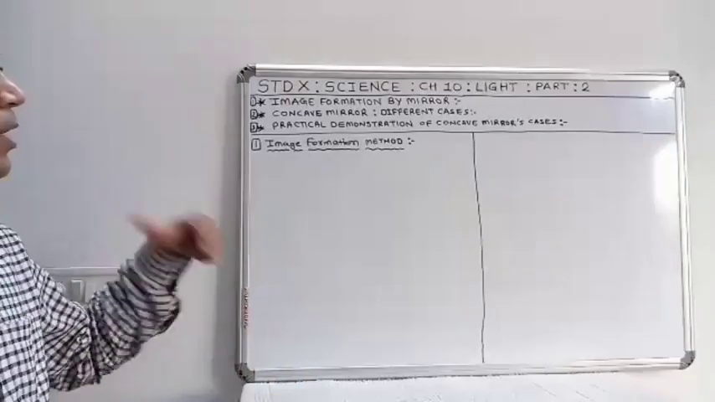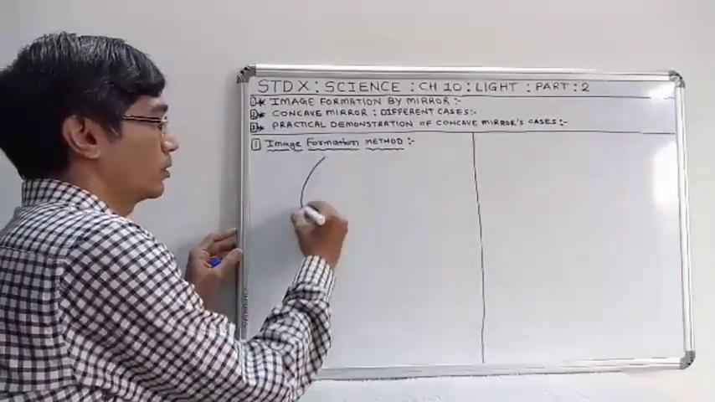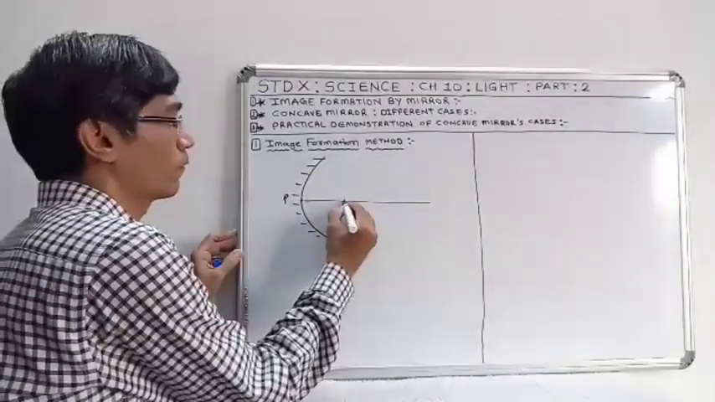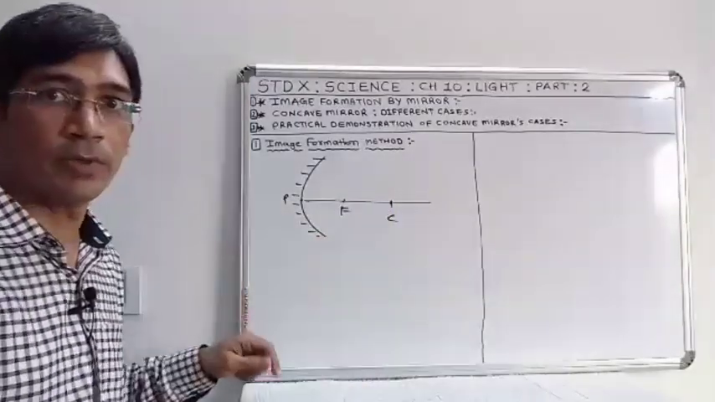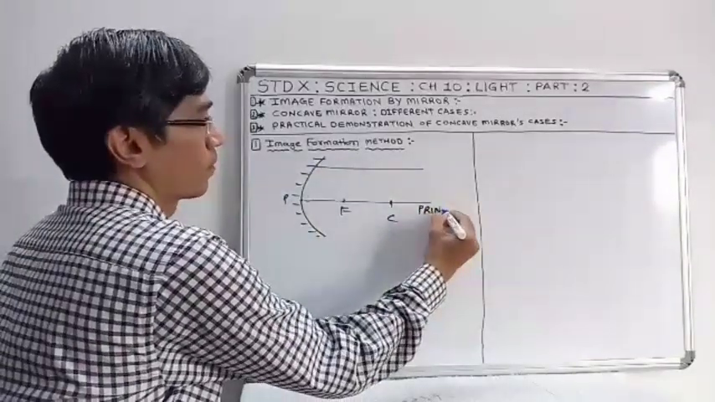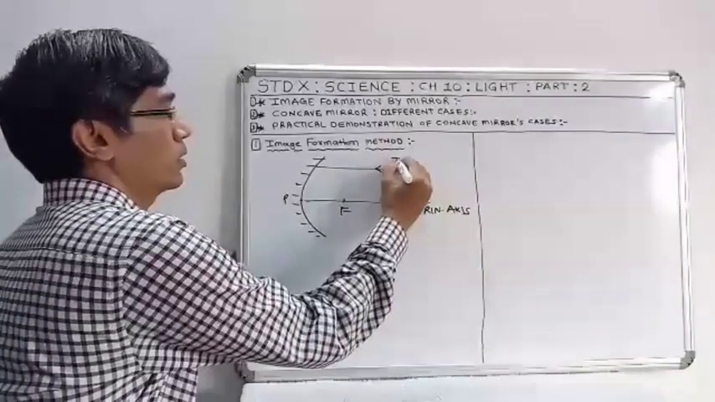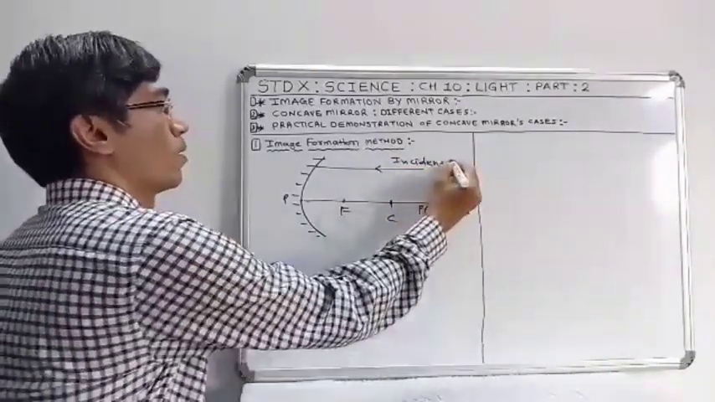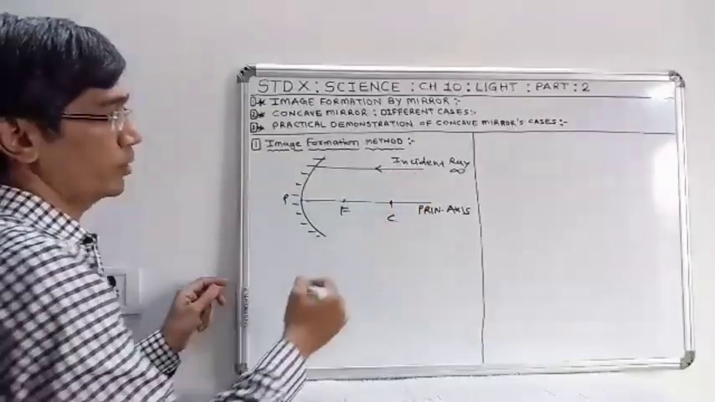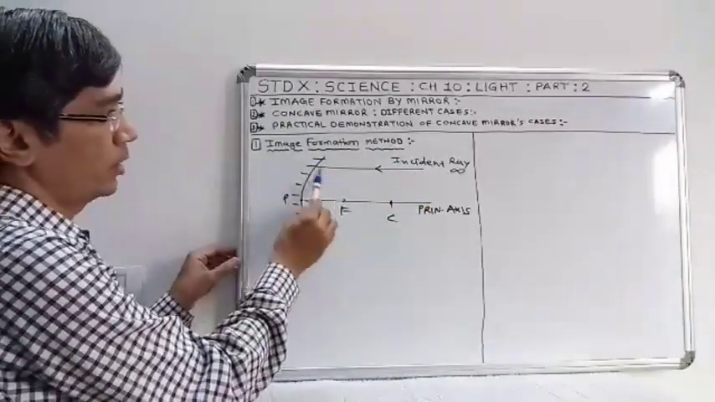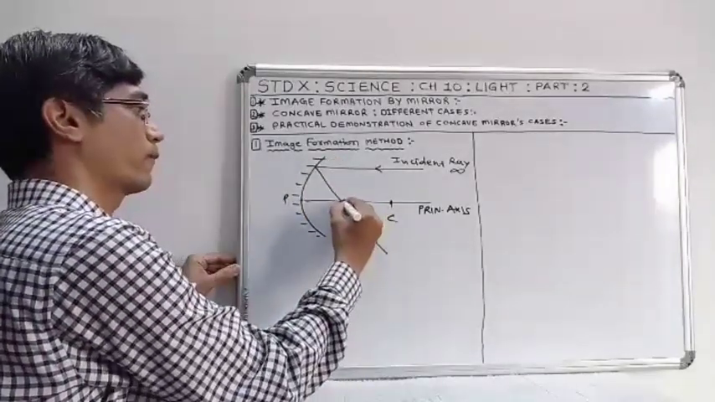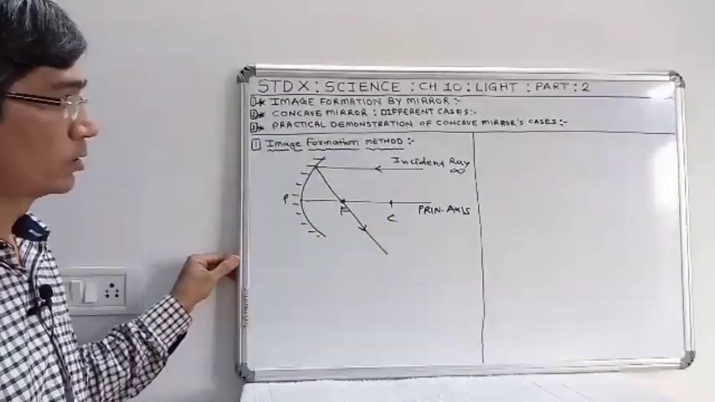In this case, suppose we are taking the concave mirror. This is the concave mirror, and here this is the pole, the focal point, and the C. If the incident ray is parallel to the principal axis, coming from infinite distance, then after reflection it will pass through the focal point F. That means it passes through the focus F. This is the first case.